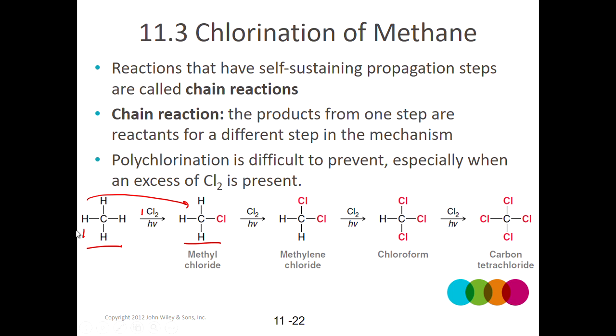But as soon as some of this reactant is converted into the product, it's possible that the remaining chlorine can start reacting with the product. So we want to take a look at this process by which multiple substitutions can occur and try to understand why this is so difficult to control.